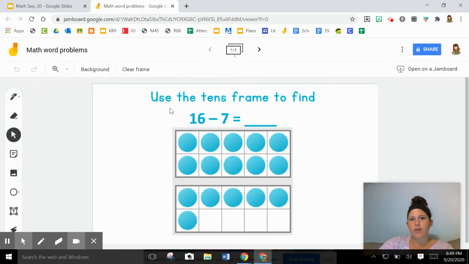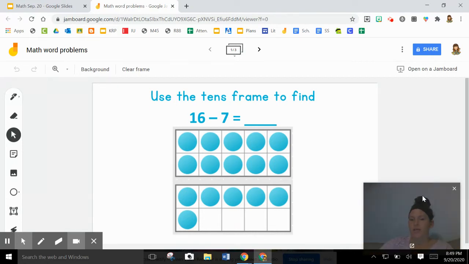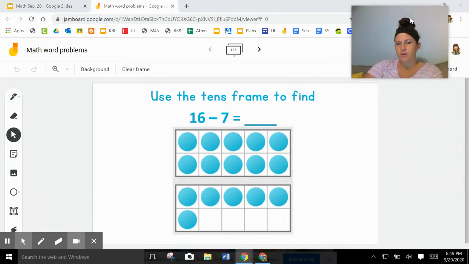All right, so the first one has a tens frame, which hopefully from first grade you guys know a ton about, because you guys did them all the time. Some of you guys probably had dreams about them, and now you were doing them in your sleep.